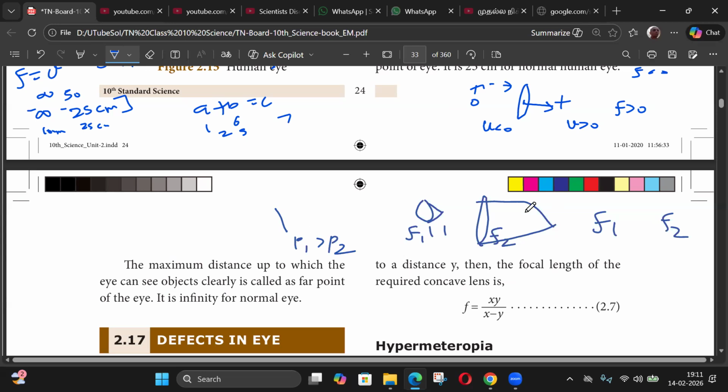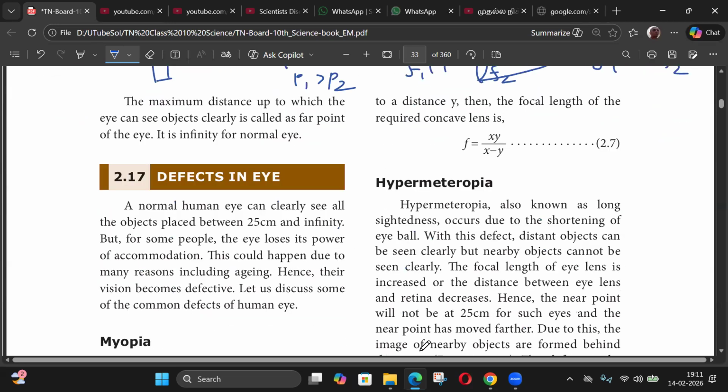If I replace in the limiting case, this thin lens will become a rectangular glass slab. So here there won't be any focus. The focus will be at infinity, because it will be a parallel beam of light, which will never meet.